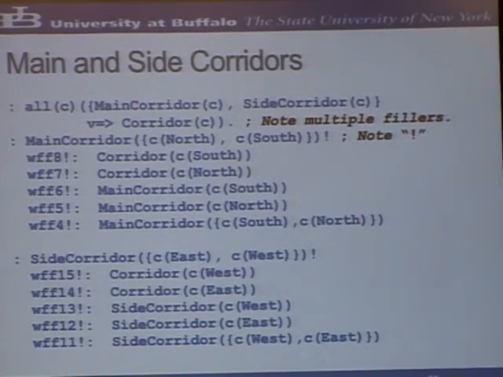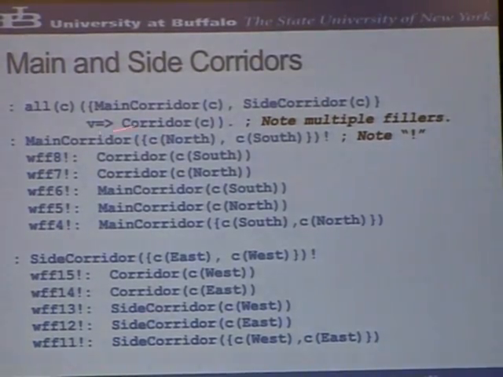So main and side corridors. For all C, if C is a main corridor or a side corridor, then it's a corridor. Now, this is an instance of, I showed you the other day, but I'll go through it again, an OR entailment. It takes a set of antecedents. Order and multiplicity doesn't matter. It's just a set of antecedents, and a set or a singleton of consequence.